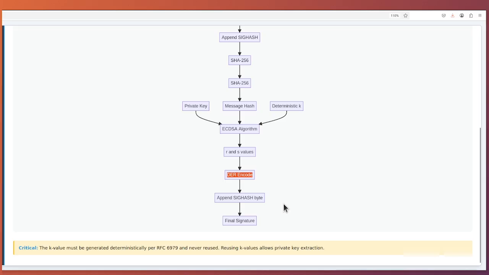The DER format includes type tags, length fields, and padding to ensure the values are encoded unambiguously. The SIGHASH type byte is appended to the end of this DER encoded signature, creating the final signature that goes into the ScriptSig. This entire process must be repeated for each input in the transaction, though each can potentially use a different private key if the inputs come from different addresses.